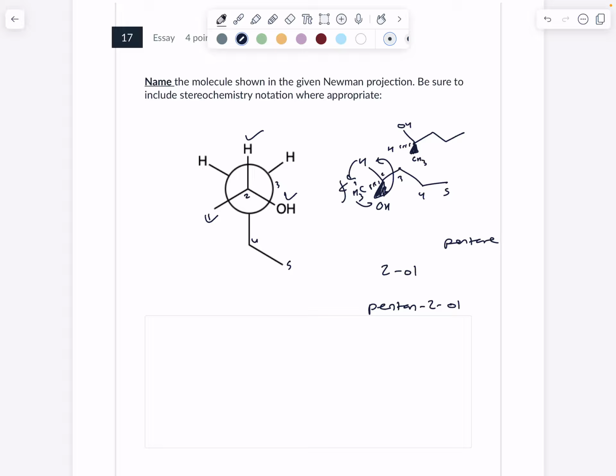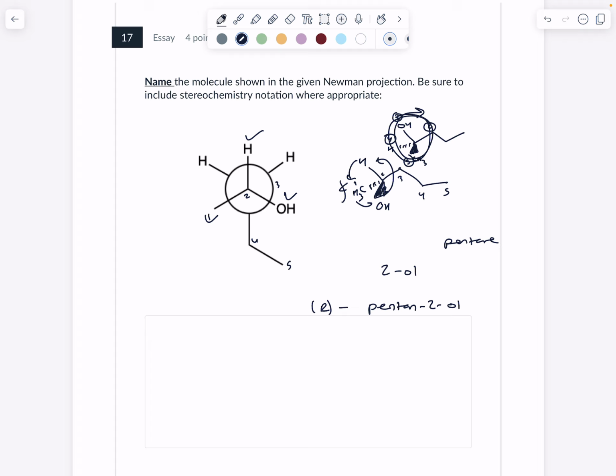Okay, so that looks right to me. Did I rotate all those? Yep. So now alcohol will be the highest priority, priority 4 right here we don't need to worry about, 3 and 2, 1, 2, 3. So this should be R. And you're supposed to put it in parentheses, but if you don't, as long as you have the R, pentan-2-ol, then you would get this question correct.